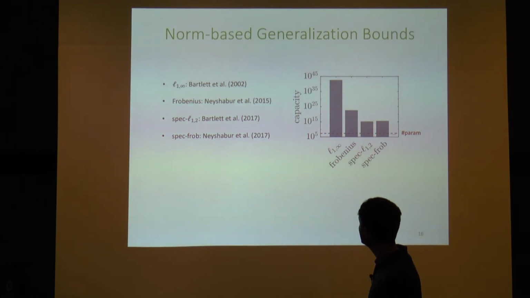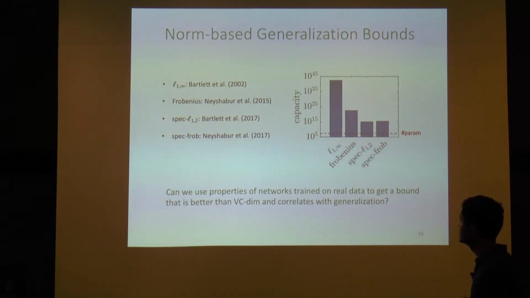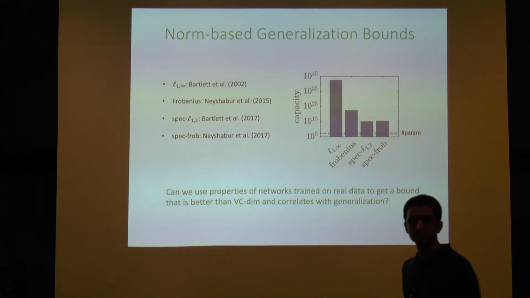Okay, so this is what we have, and the question is whether we can use actual properties of networks trained on real data to get a bound that's not necessarily tight, but just better than VC dimension bounds. Behnam?